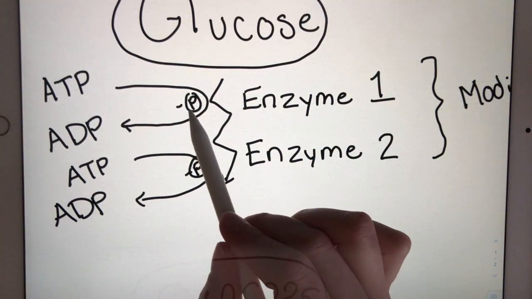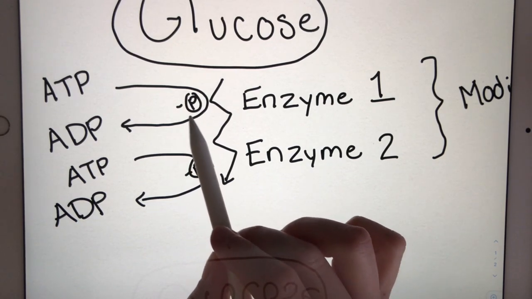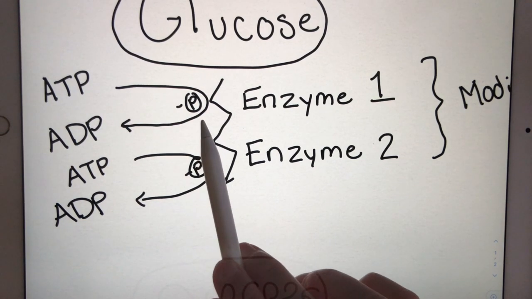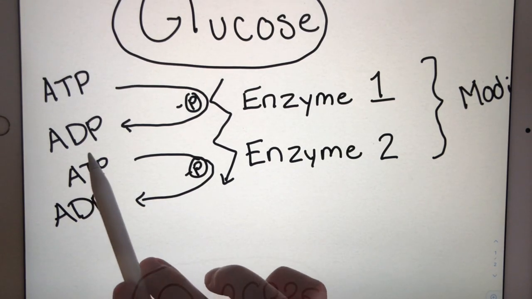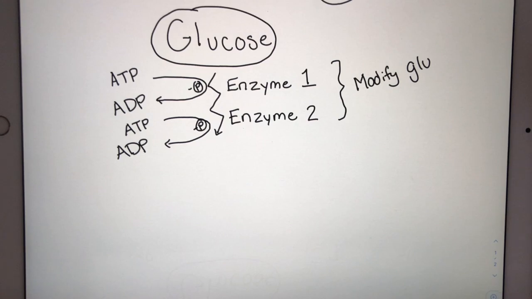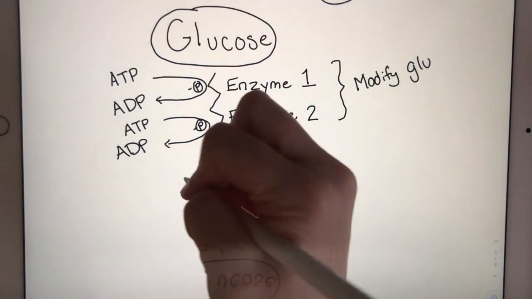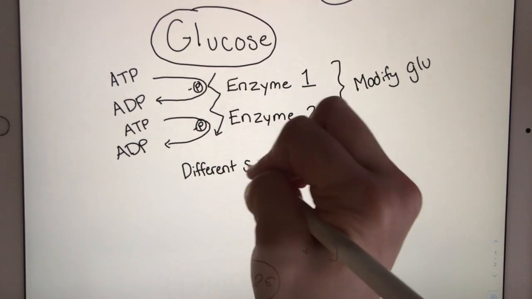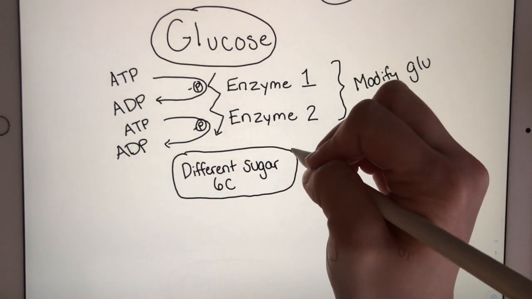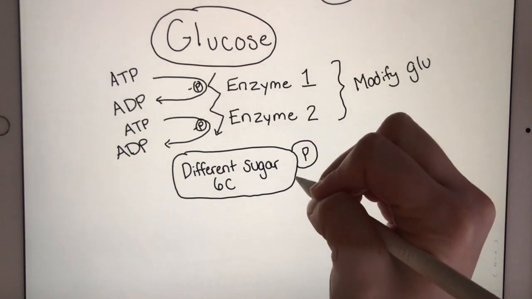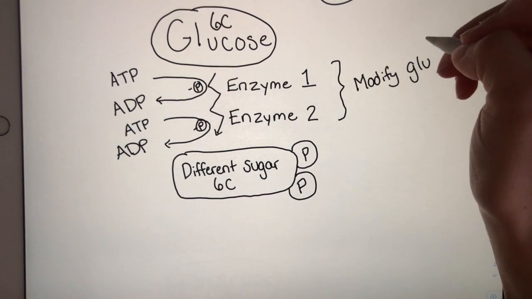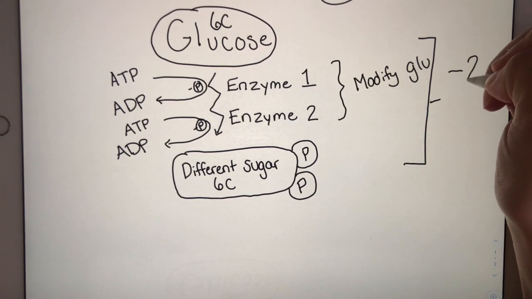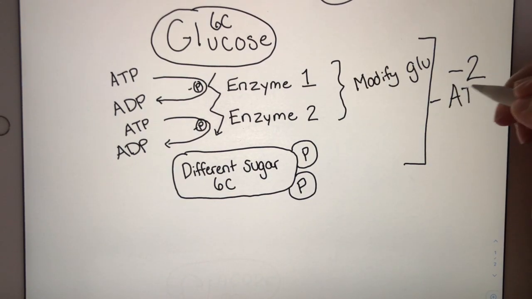You can see I did a minus P with a circle around it. That means minus a phosphate group. So we go from adenosine triphosphate, tri meaning 3, losing a phosphate, to adenosine diphosphate, di meaning 2. When you lose two of these phosphates and you modify glucose with two enzymes, you get a different sugar, still with 6 carbons. And this sugar has the two phosphate groups that were donated to the enzyme. In order to make this first part happen, we have to spend, so minus, 2 molecules of ATP.